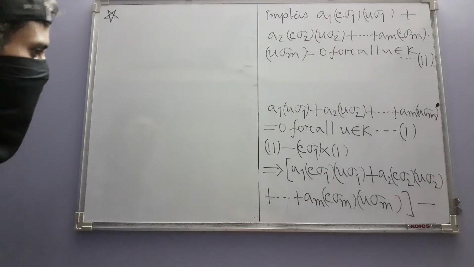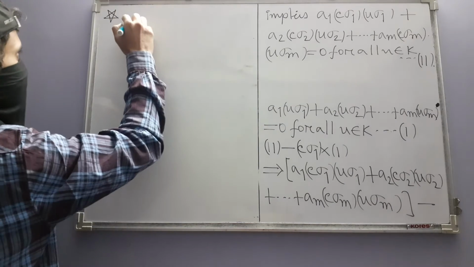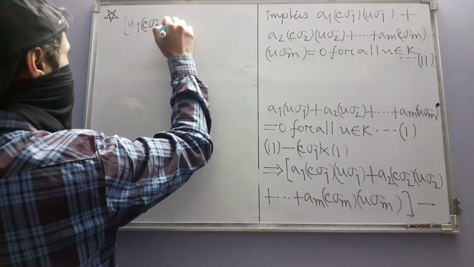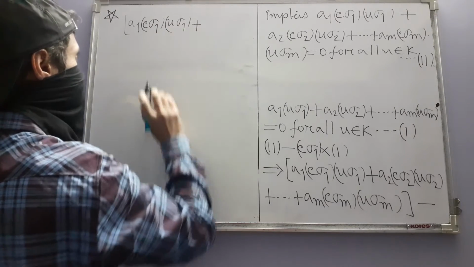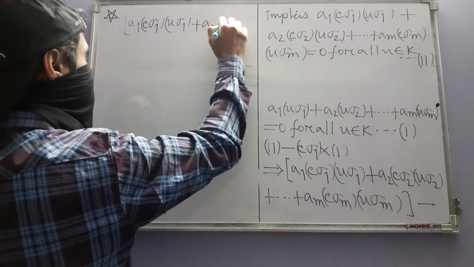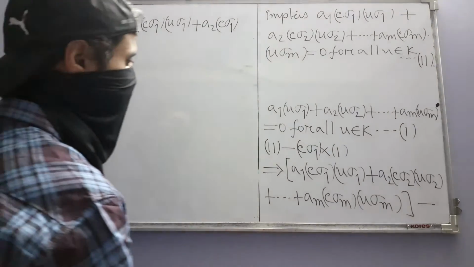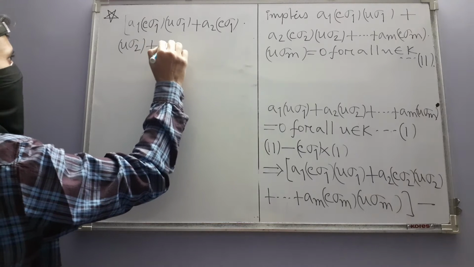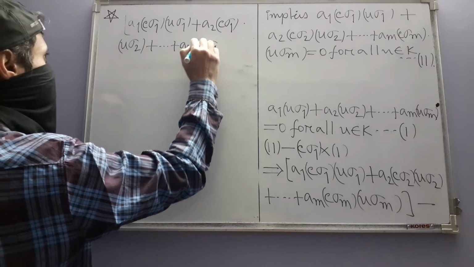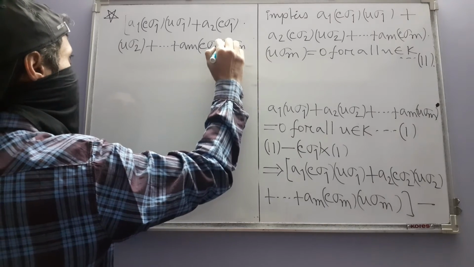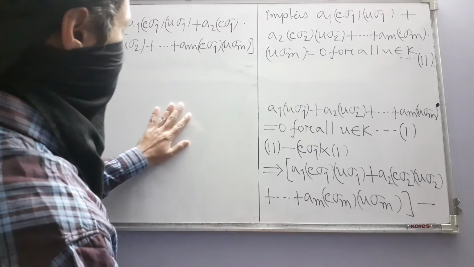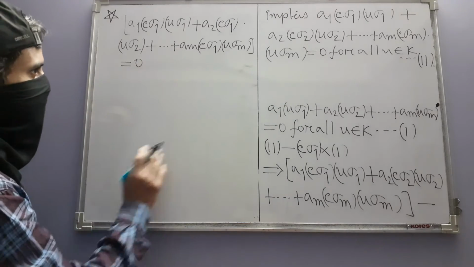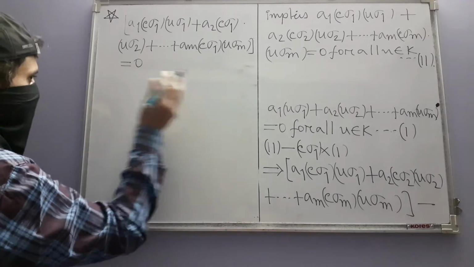Minus C sigma 1 times this. So A1 C sigma 1 times u sigma 1 plus A2 times C sigma 1, do not write sigma 2, that will be a mistake, times u sigma 2, and like that it goes, Am times C sigma 1 times u sigma m. It's very easy to make some mistake here. I hope I haven't done anything like that. And this is equal to 0 because we have 0 on both sides in both the equations.